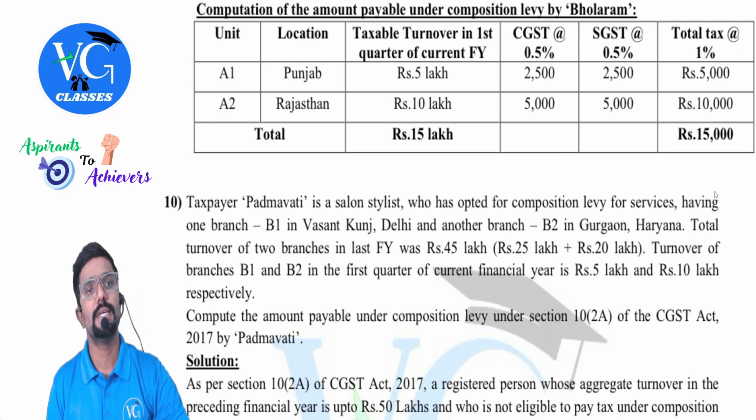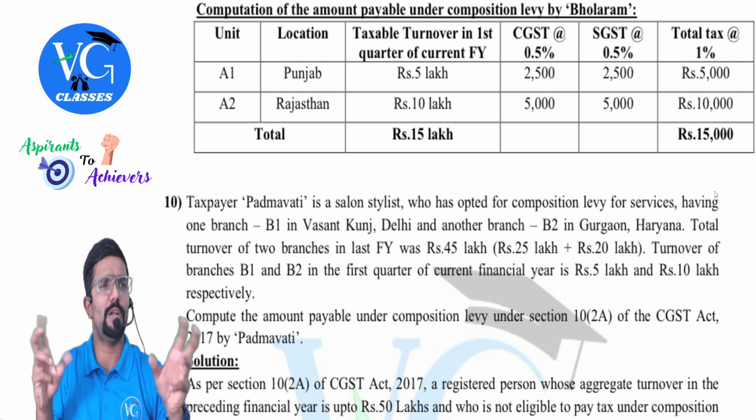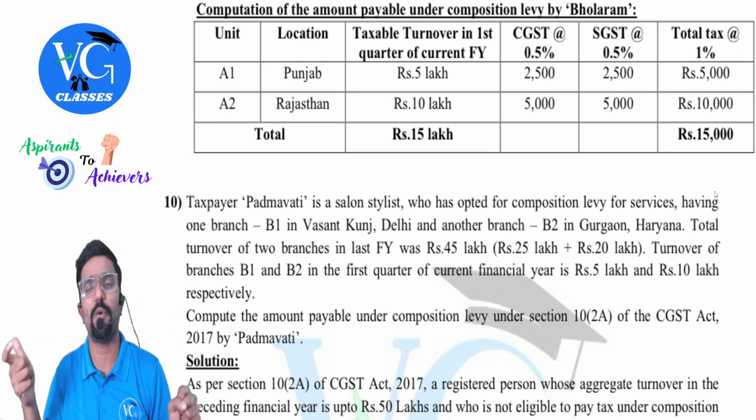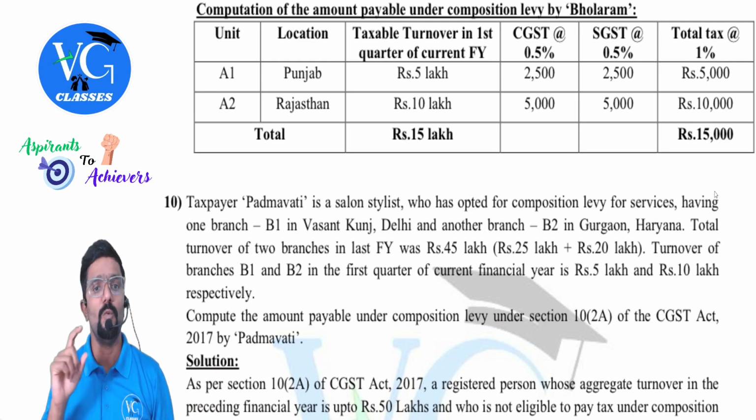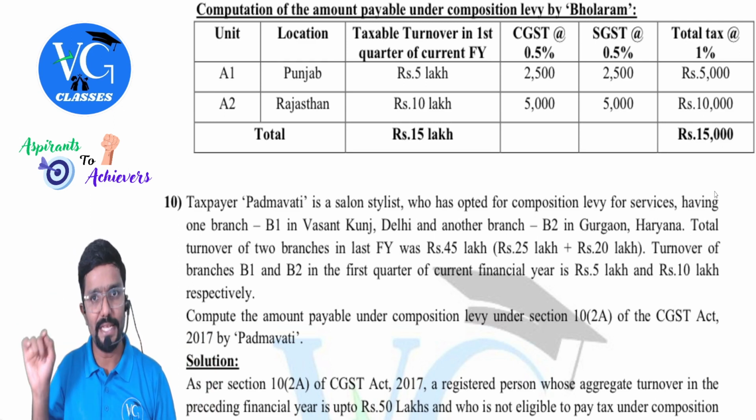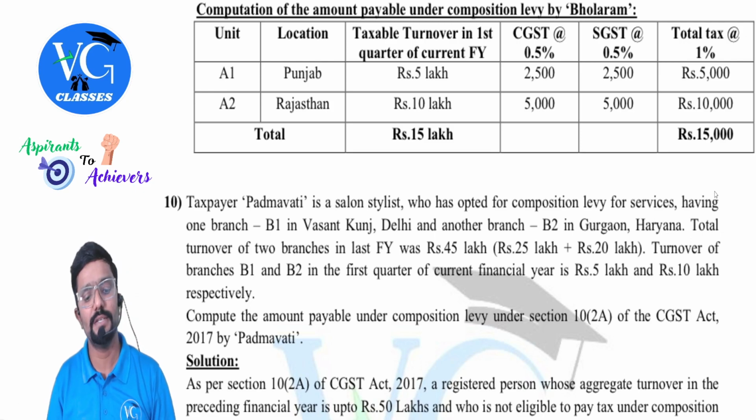then he needs to pay tax at 1% of the total turnover. I have given total. If you want, you can also mention 0.5% CGST, 0.5% SGST. 1% of the total turnover, that is, you can write.